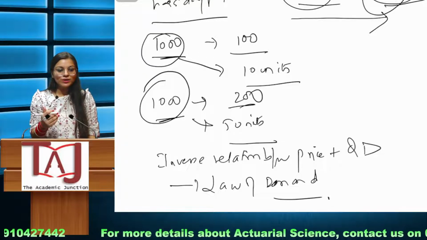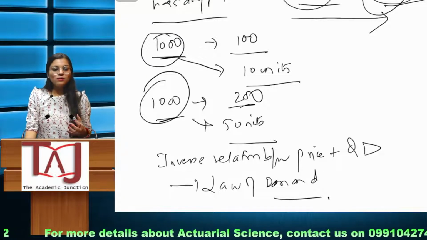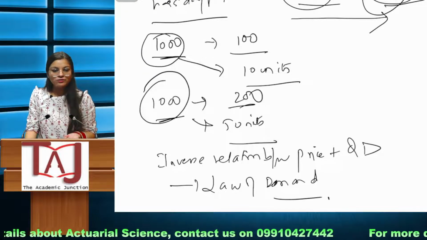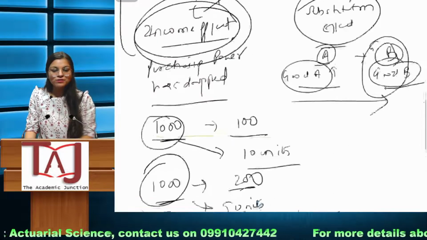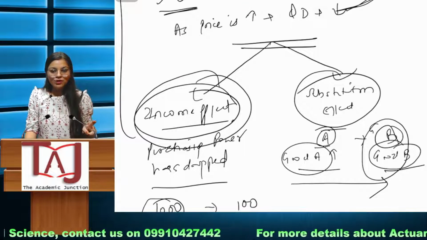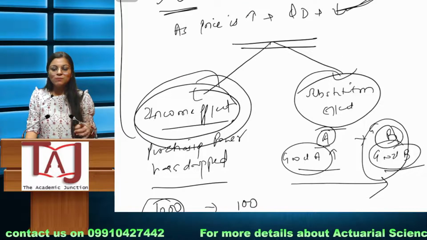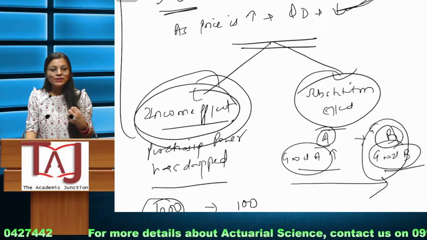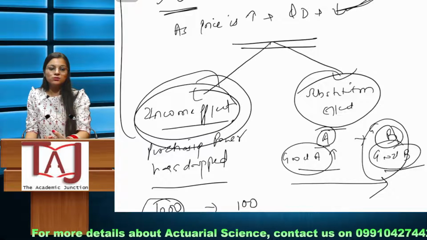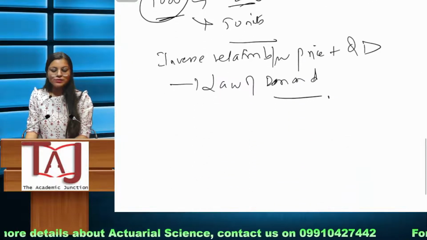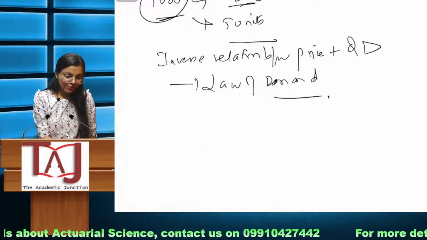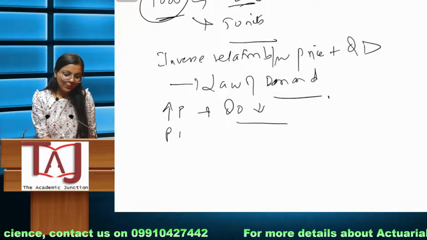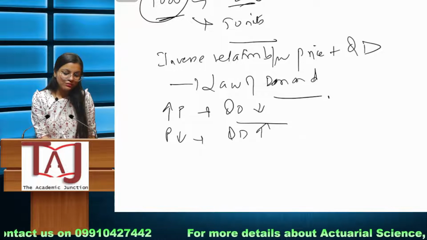Now, sometimes the question comes, why does the law of demand prevail, or what are the two effects that guide the law of demand? So the law of demand is valid because of two effects. One is income effect, the other is substitution effect. In income effect, because the price has risen, my purchasing power has fallen. In substitution effect, because the price has risen, alternative goods have become cheaper, due to which it has resulted in a decrease in quantity. So what does the law of demand say? If your price is rising, your quantity demanded is falling. If your price is falling, your quantity demanded is rising.